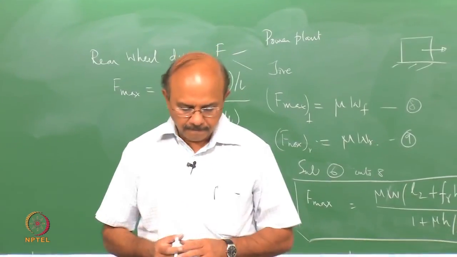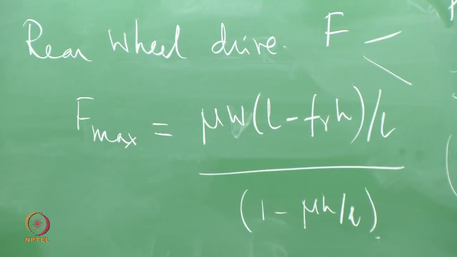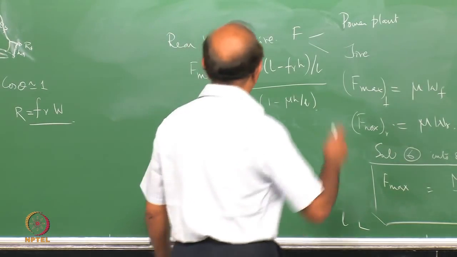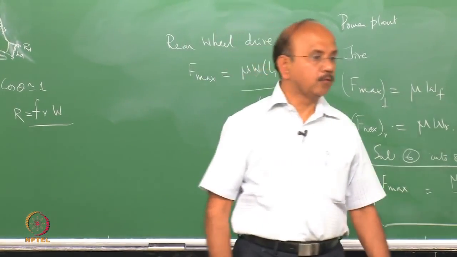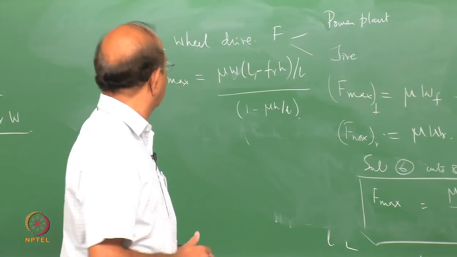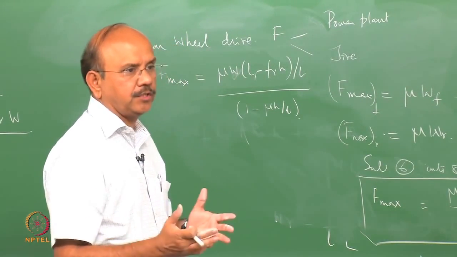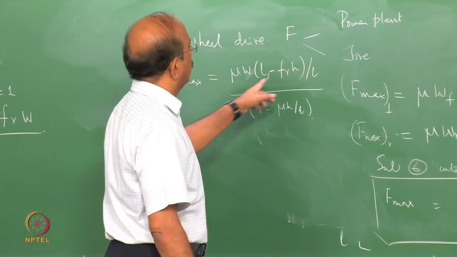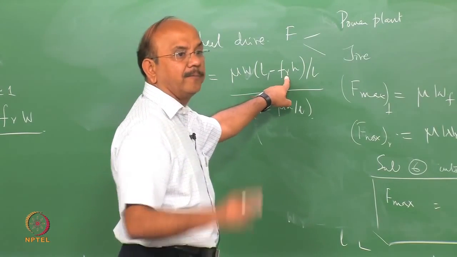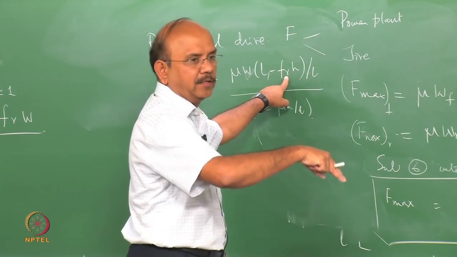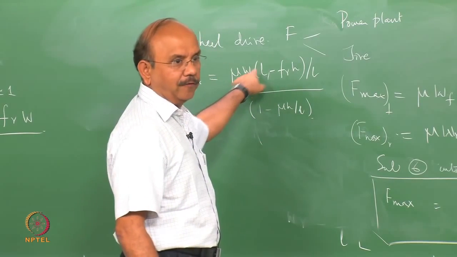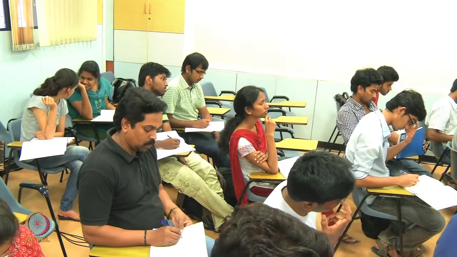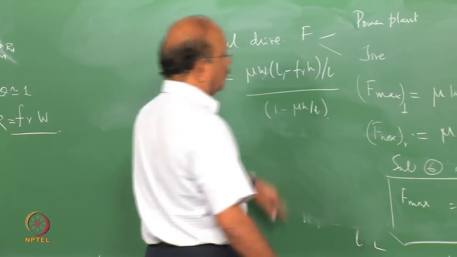I hope this is correct. The W will not be counted for the L minus F or H. L minus, no, L1, sorry. Mu W into L1 minus Fr into H divided by L. No, we had substituted, please note, we have substituted RR by Fr into W. So the W is what we are taking out, so that's why we get a W here. If I had put RR, then it wouldn't come. Right? Okay, right, that's L1.